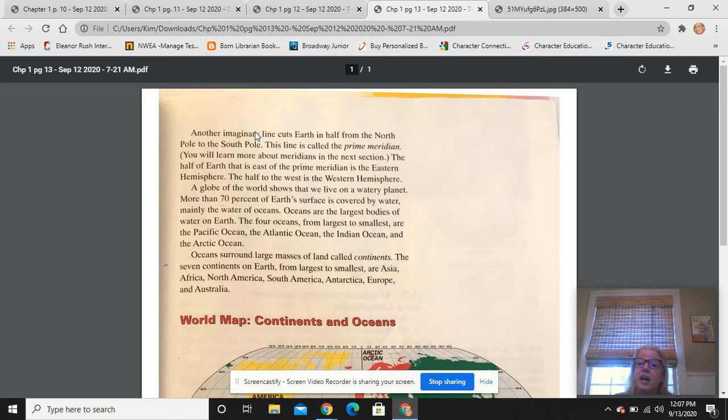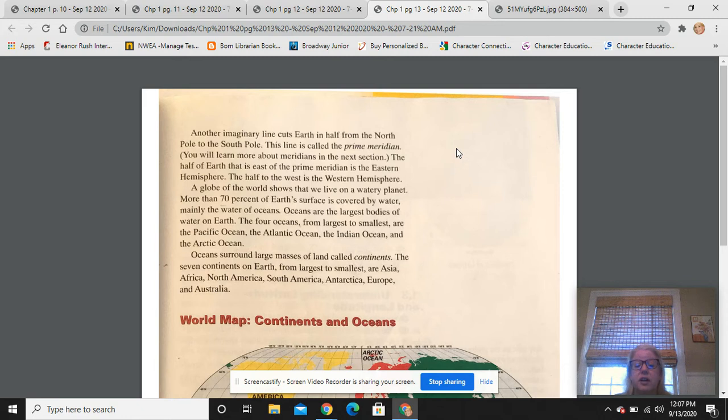Another imaginary line cuts the earth in half from the North Pole to the South Pole. This line is called the prime meridian. You will learn more about meridians in the next section. The half of the earth that is east of the prime meridian is the eastern hemisphere. The half to the west of the prime meridian is the western hemisphere.